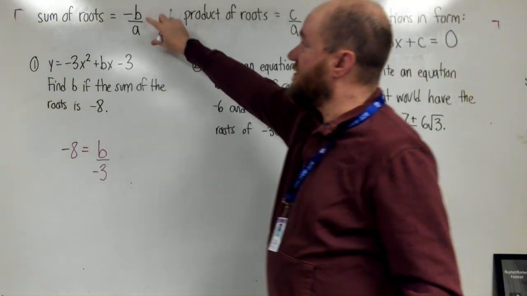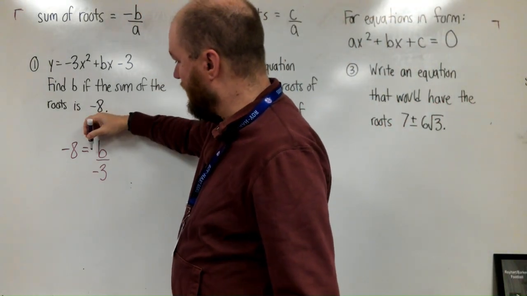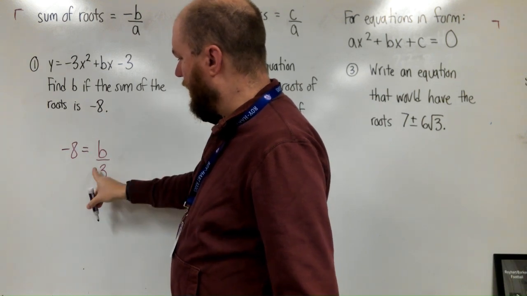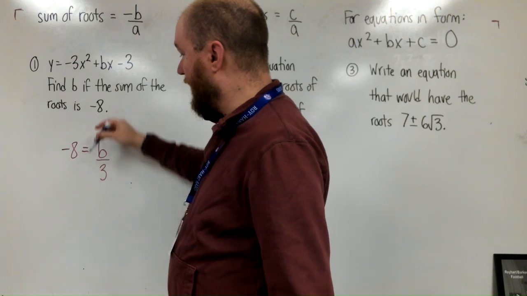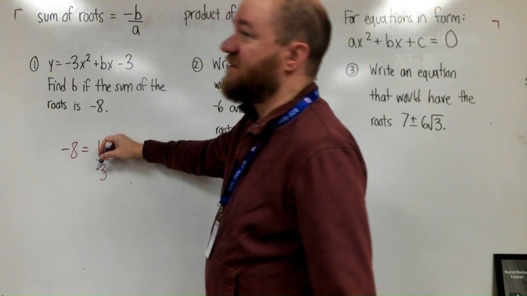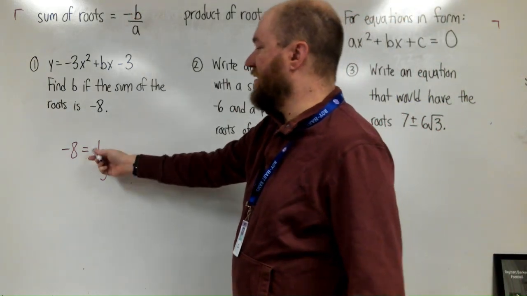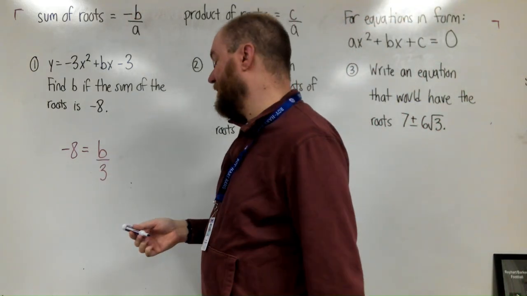Now the formula says negative b over a, so there's actually a negative b here, but a double negative, I'm just going to drop that negative, right? Because if I make this negative and I make this negative, that would be a double negative. So instead of putting the b to be negative, I'm just going to drop the negative.